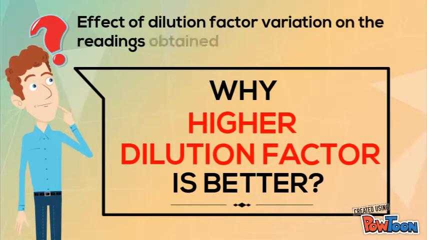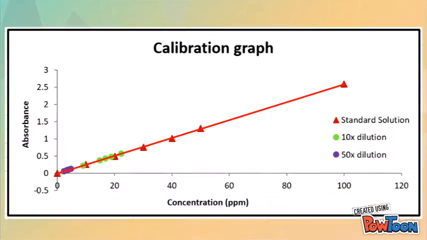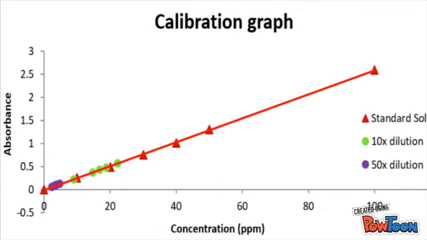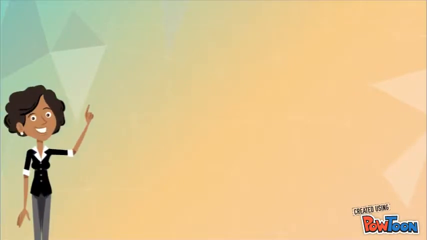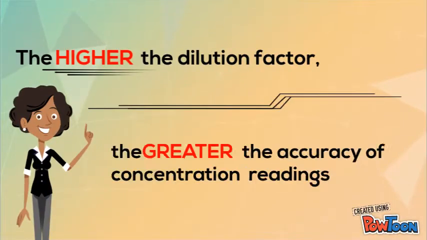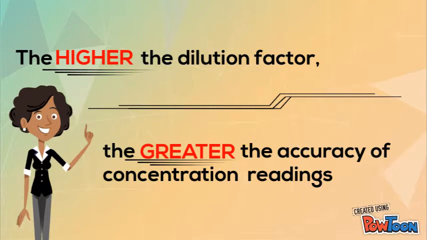Why is a higher dilution factor better? For the Beer-Lambert law to be obeyed, the solution must be in low concentrations. The sample solution must be diluted so that it falls in the range of the calibration standard graph, and hence the concentration reading obtained will be more accurate. From this, we can conclude that the higher dilution factor gives a greater accuracy in concentration readings.